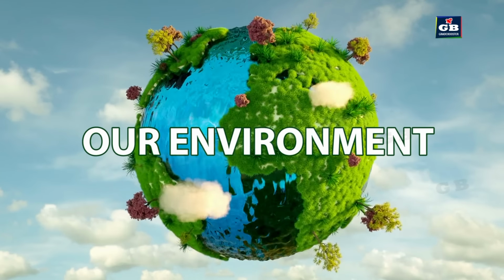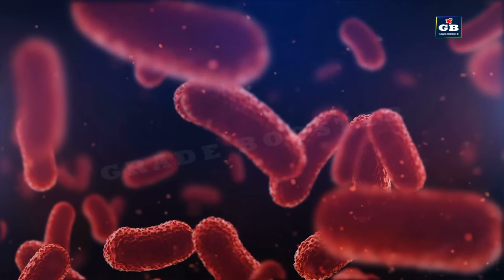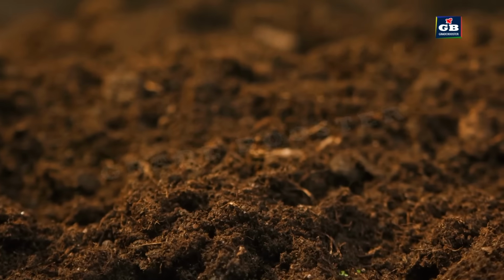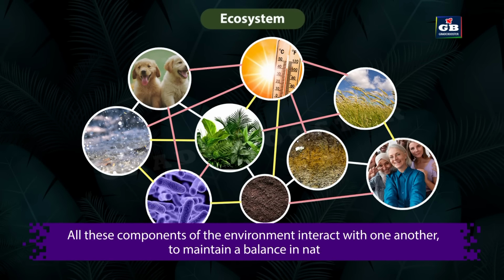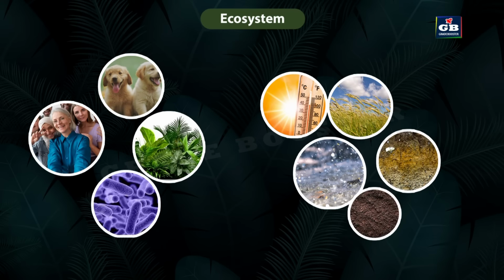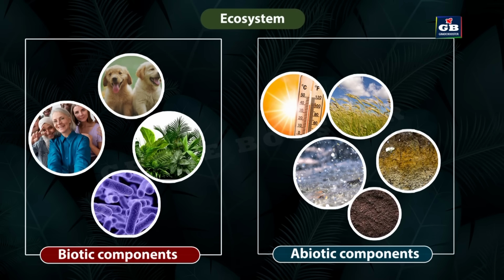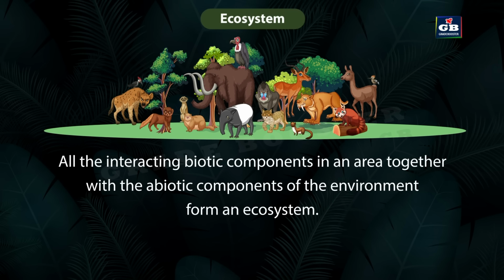Our environment. In nature, we will find plants, animals, human beings, microorganisms, temperature, rainfall, wind, soil, minerals, etc. All these components of the environment interact with one another to maintain a balance in nature. The living components of the environment are called biotic components, and the non-living components are called abiotic components. All the interacting biotic components in an area together with the abiotic components of the environment form an ecosystem.